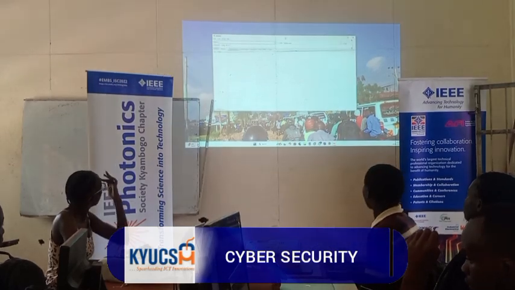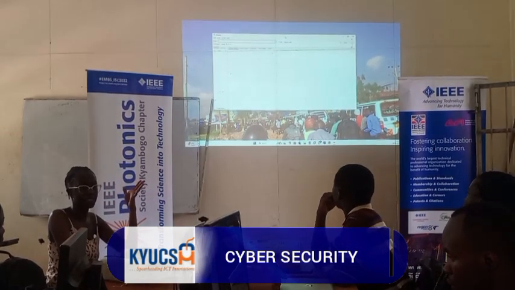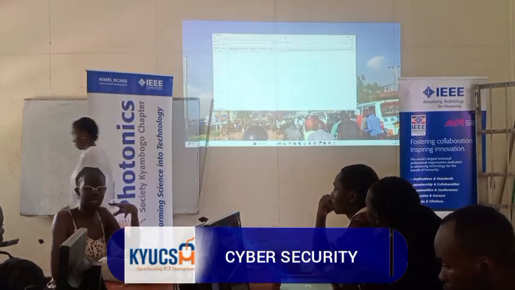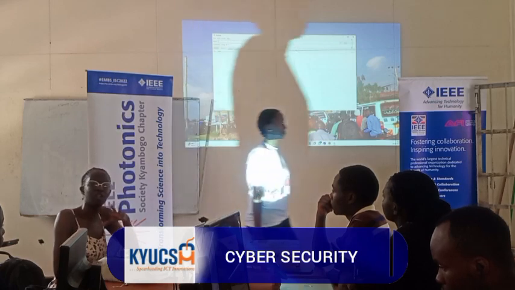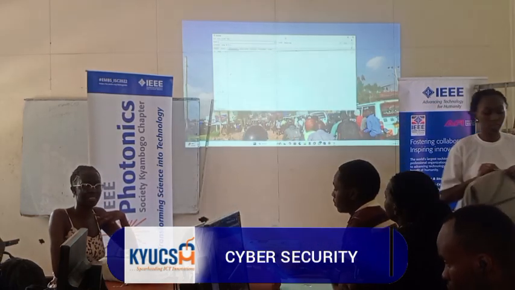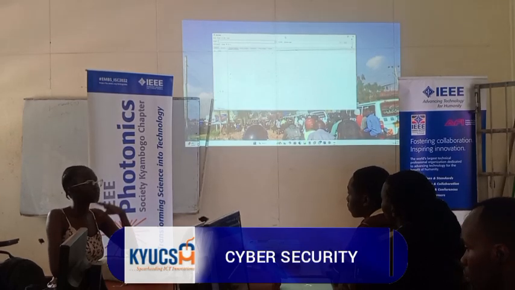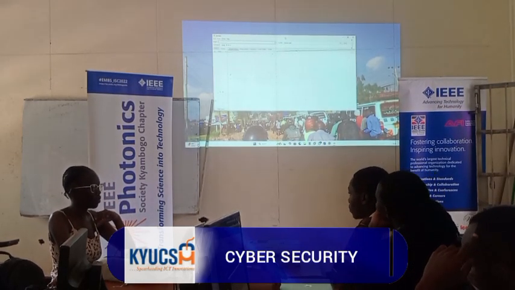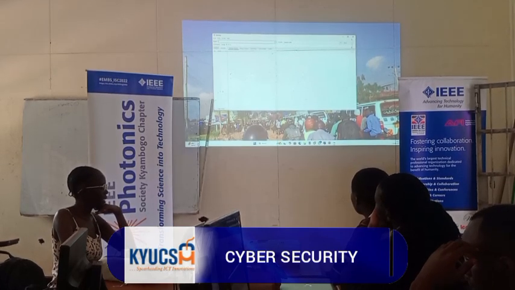So this is what the graphical user interface of Nmap looks like. But before we do anything, we need to find out what network we are on. We need to find out what our IP address is. All of you know what an IP address is, right? So before we use Nmap, we need to find out our IP address and what network we are connected to. To do that, you just go to your command line interface.